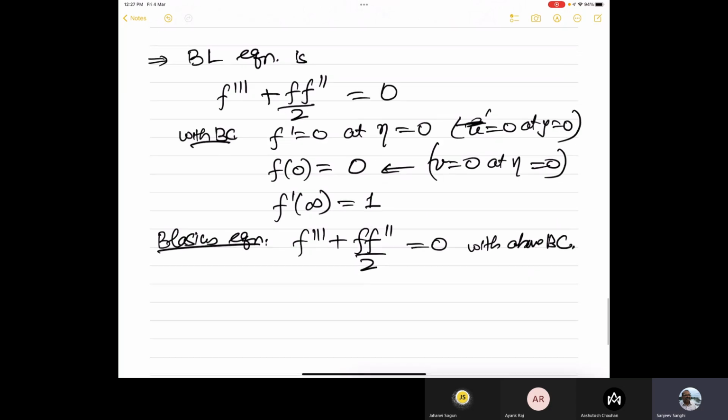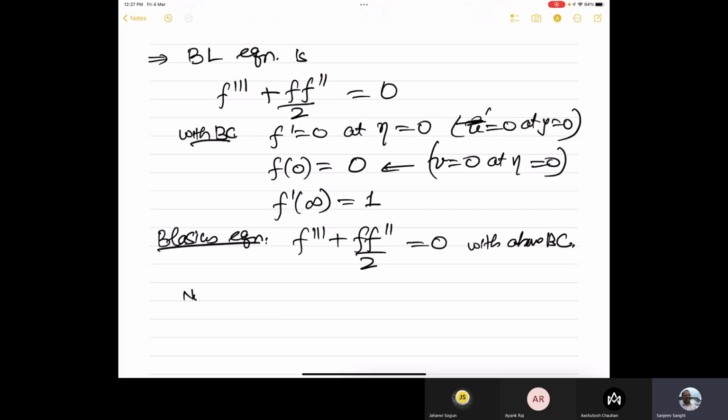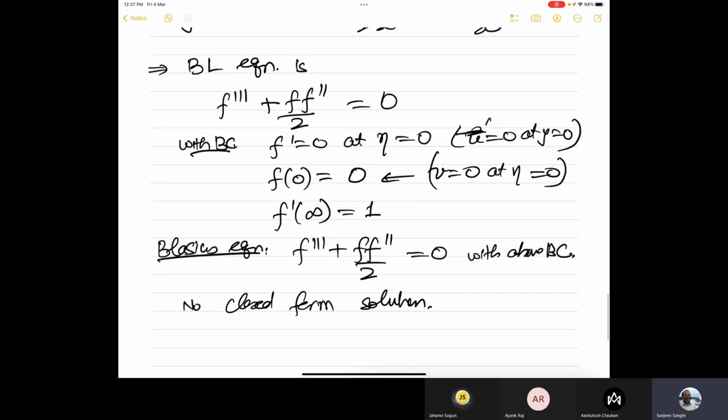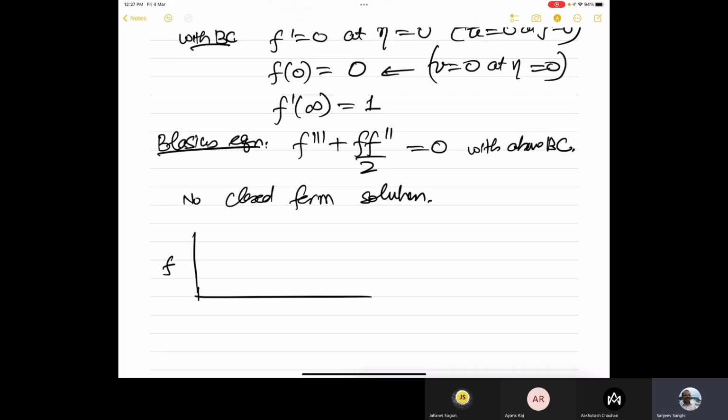And now there is no closed form solution. So instead of solving the PDE, we can now solve an ODE, and this can be done. So we look at f prime as a function of eta in the solution. It looks like something which matches, and around eta is equal to 5, this curved part or flat part of the plate has come.